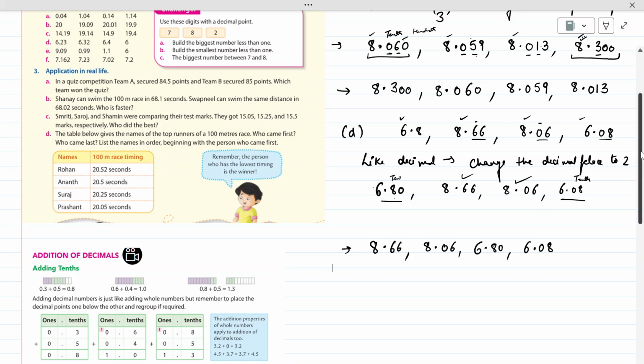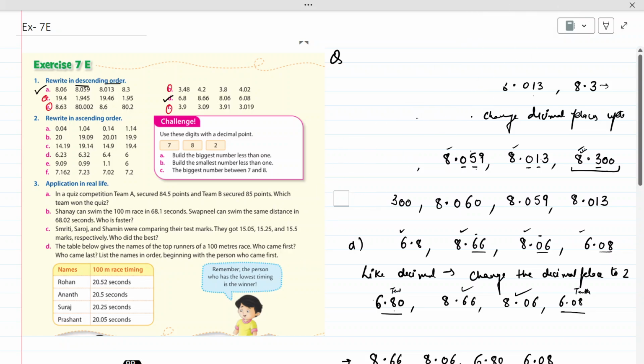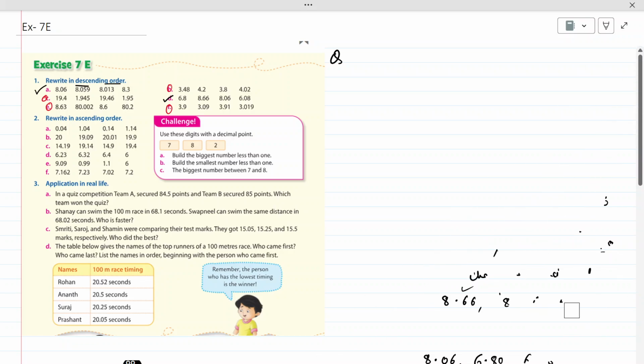Okay, this is also done. So kids, for the other parts, I'm marking them as homework. These are very, very easy. And I'm moving to the next question, question number 2, where we have to write them in ascending order. Same thing we have to do. First of all, we have to change the given numbers to like decimals and then we have to compare. The only difference is the ordering of the numbers.